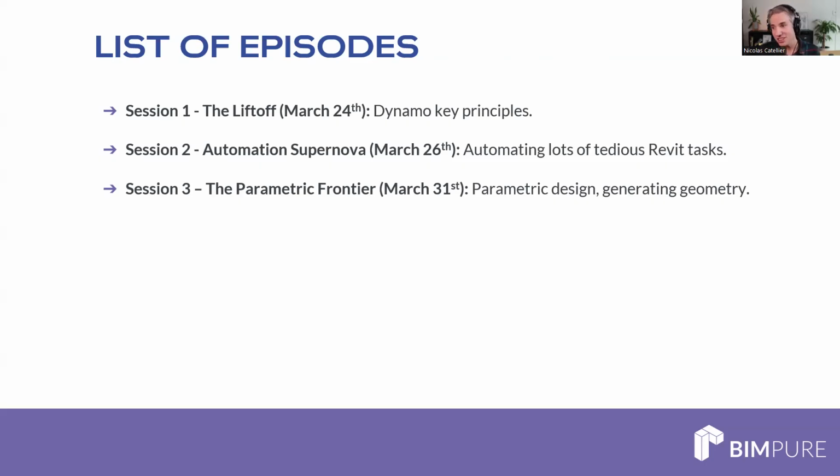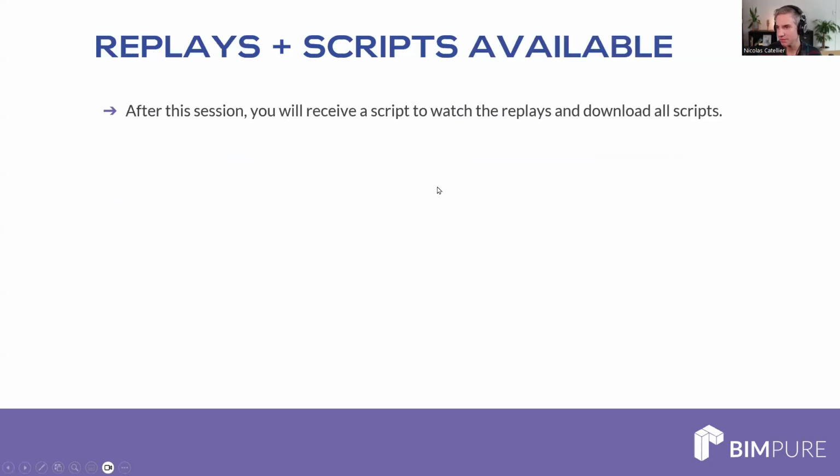In the final session, which is next week, so next Monday, it's called the Parametric Frontier. The goal in this one is to explore parametric design. We'll start to generate geometry and place family instances at specific spots. Typically, working with data with Dynamo is relatively simple, so it can be learned quite quickly. The moment that you start working with geometry, generating elements and modifying geometry, it's a bit more complex, but we'll start to tackle it, at least give you the basics in the final session.